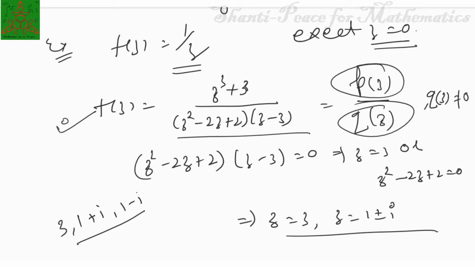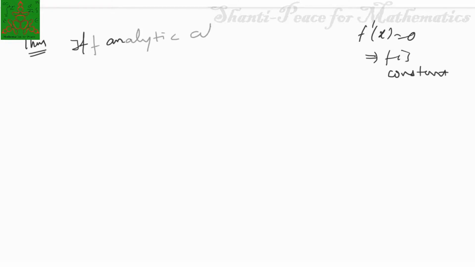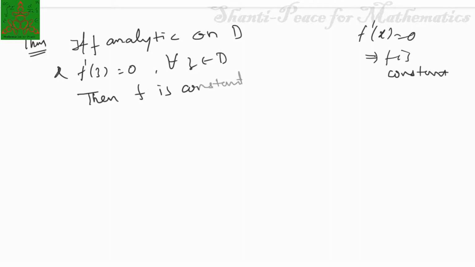Now we'll talk about the next concept. You know that if the derivative of a real function f of x is 0, then the function is constant. Here there is a theorem we consider. It says that if f is analytic on D and f dash of z equal to 0 for every z in D, then f is constant on D, where D is a domain.